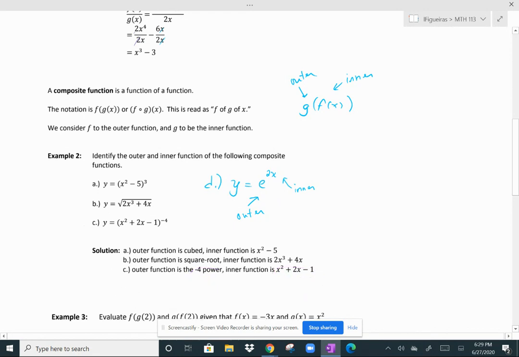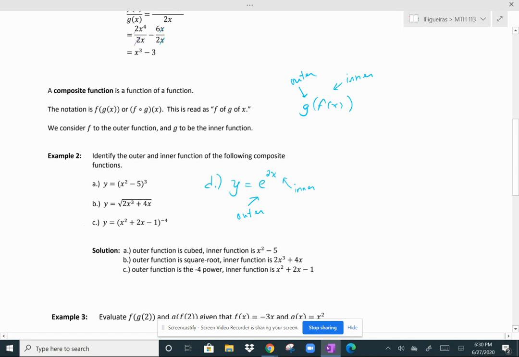So then I put here D. This might look a little foreign for now because we haven't talked about exponential functions. But if I have y equals e to the 2x, where e is your base and 2x is the exponent, your inner function would be 2x and your outer function would be e.